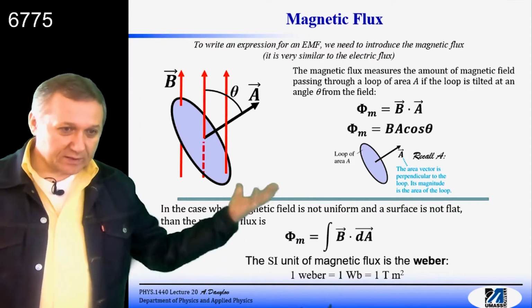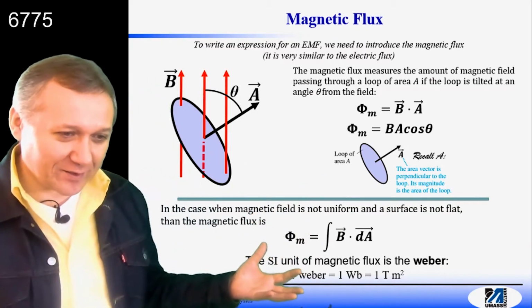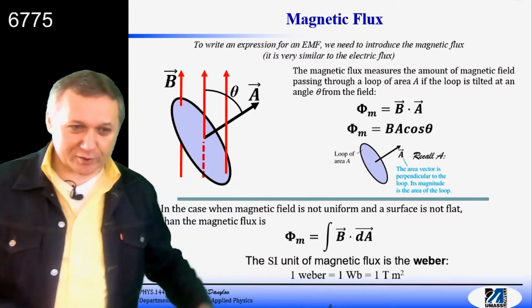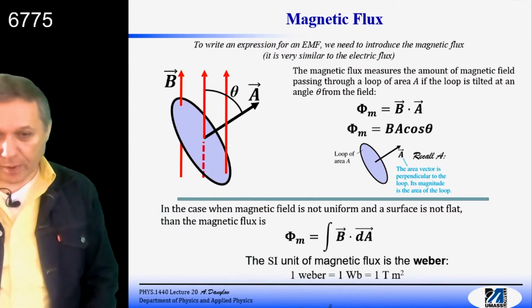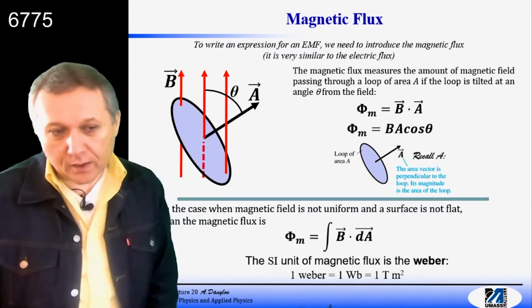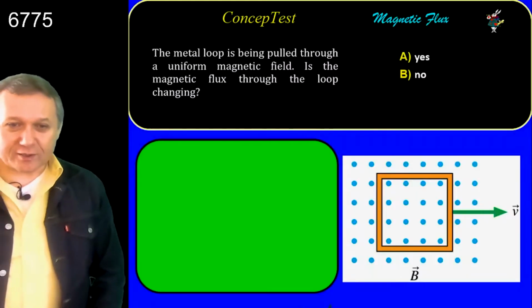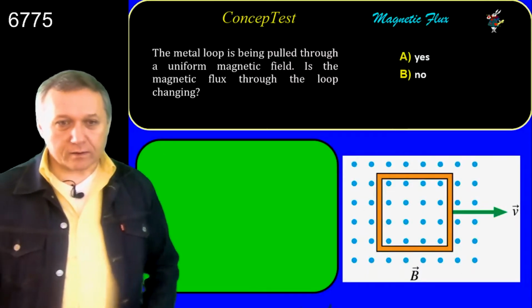But again, since electric flux is not responsible for the current production, there is no special unit. But here, Weber. So we're going to use it, of course, a lot. And now let's look at a couple of examples.